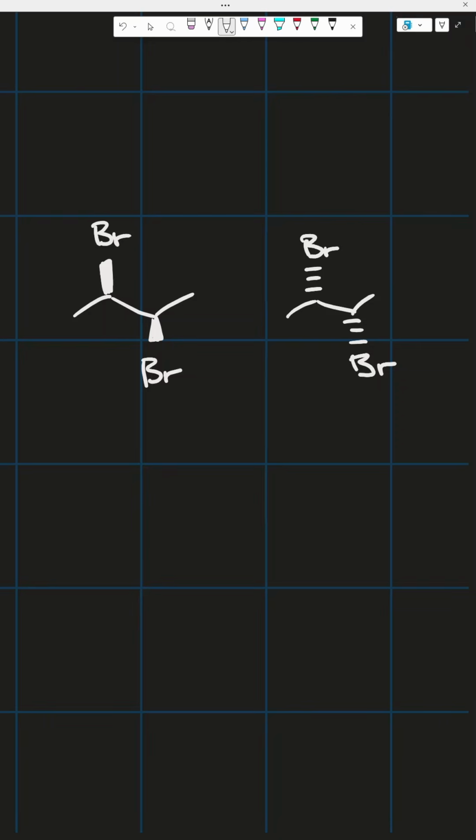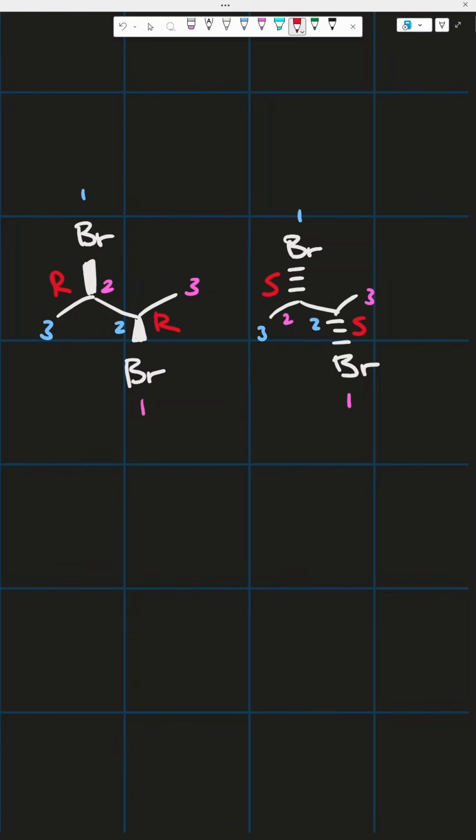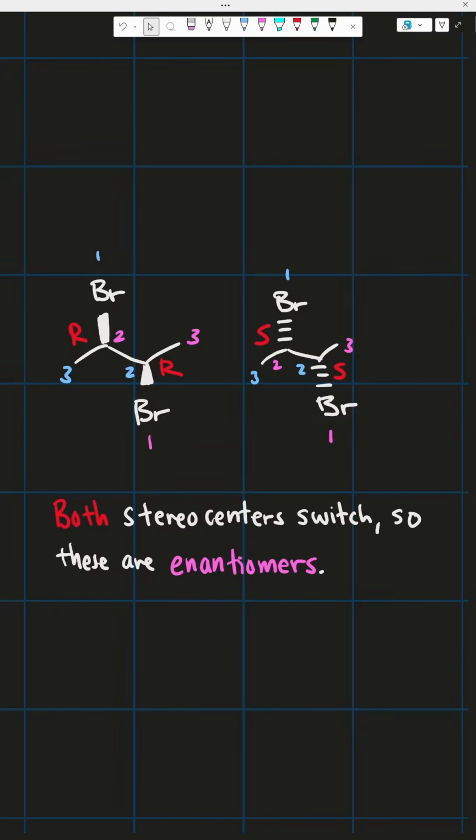Let's take a look at A now. If we were to assign R and S to each of these stereocenters, we can see that both the wedged bromines have R conformations, and the dashed bromines on the right both have S conformations. Because both of the stereocenters switch R and S, these are enantiomers.